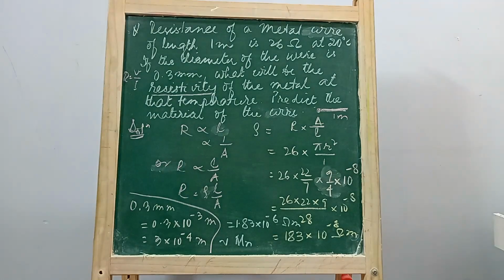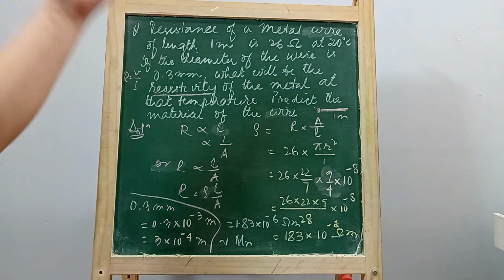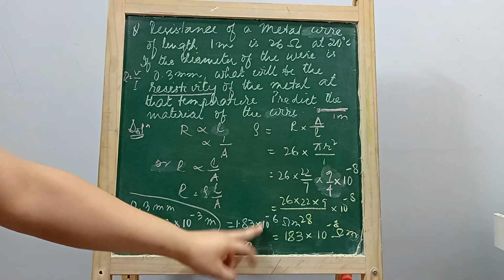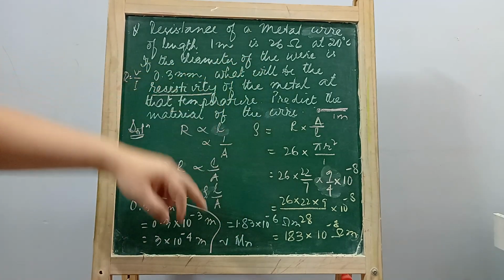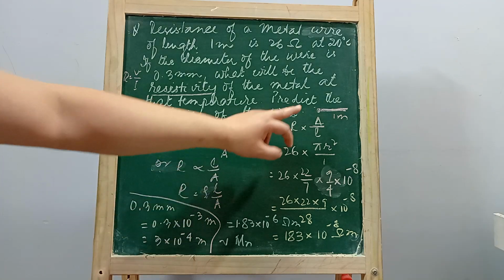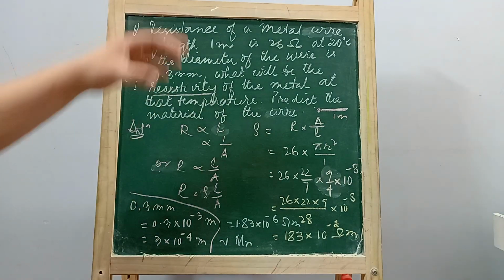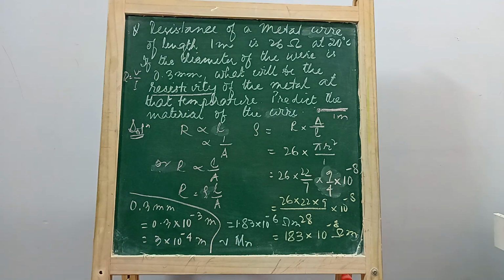In the text, the resistivities of conductors, alloys and insulators are given, and this value corresponds to manganese at 20 degrees Celsius. So the question is saying predict the material of the wire. So the material of the wire that we're considering is manganese. It's a metal, right? I hope it's clear.